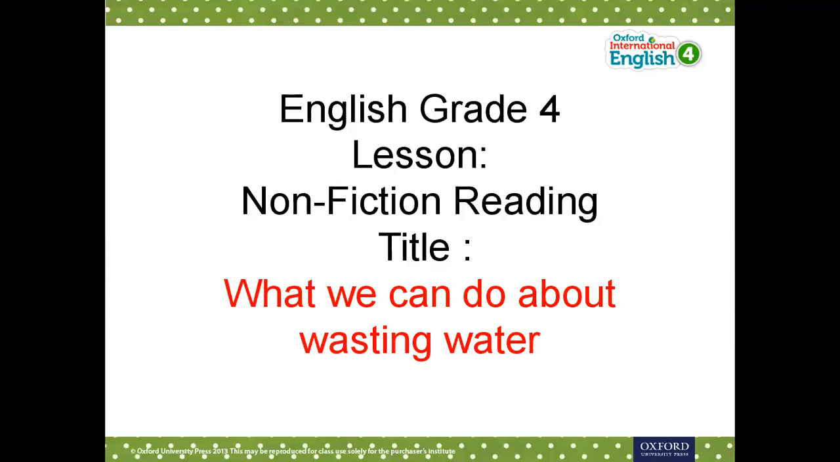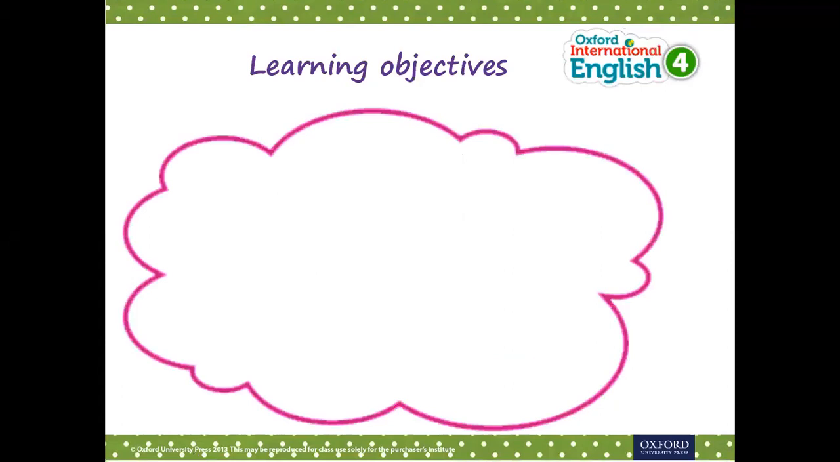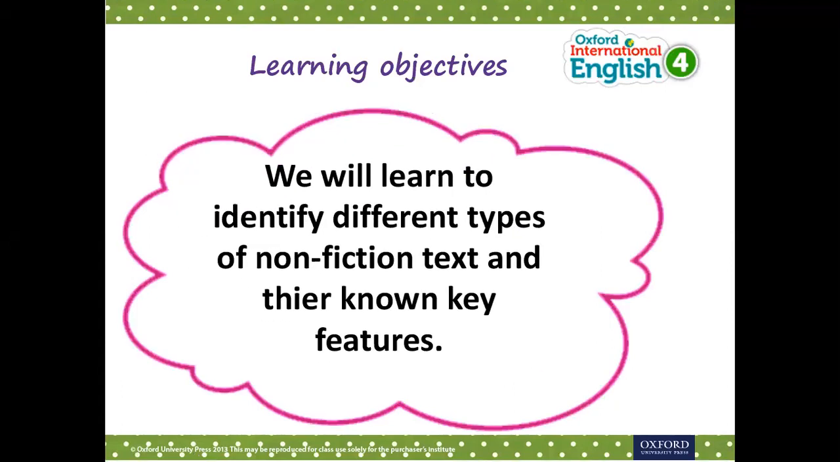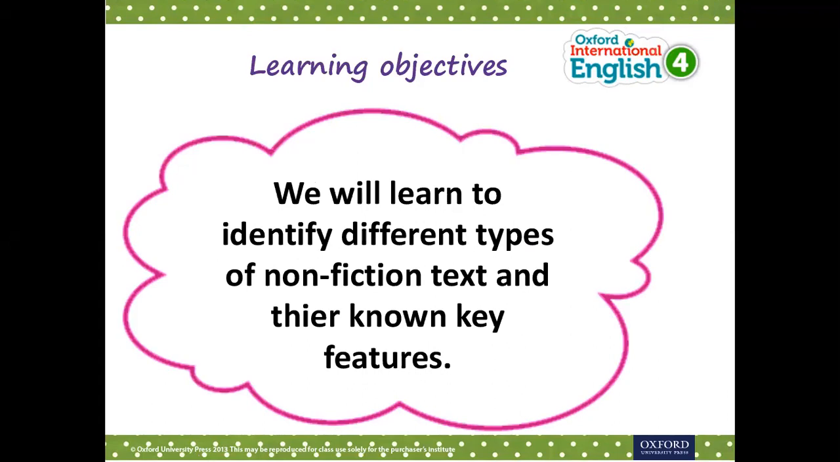So today's lesson is about non-fiction reading. The lesson's title is What We Can Do About Wasting Water. Follow up, please. Learning objective of the lesson: we will learn to identify different types of non-fiction text and their key features.